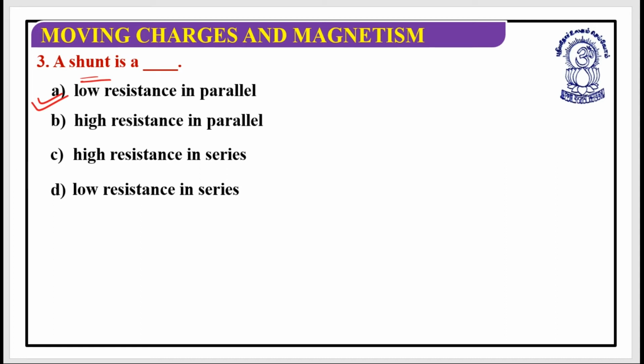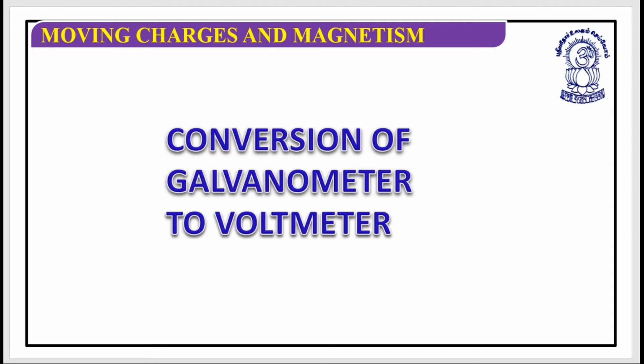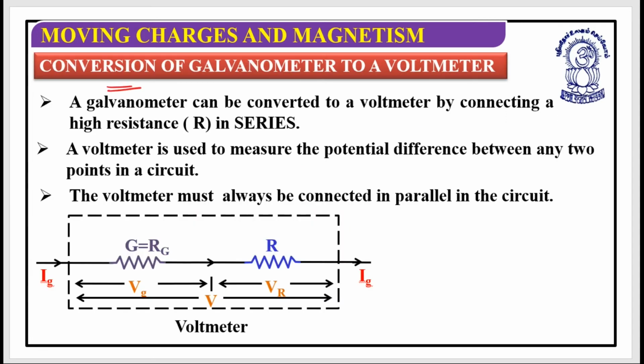Great. So now we will understand how a galvanometer can be converted to a voltmeter, and then we will see the numericals of both. So let's first look at the conversion of a galvanometer to a voltmeter. This is the conversion of a galvanometer to a voltmeter. How will we convert it? Let's have a look.